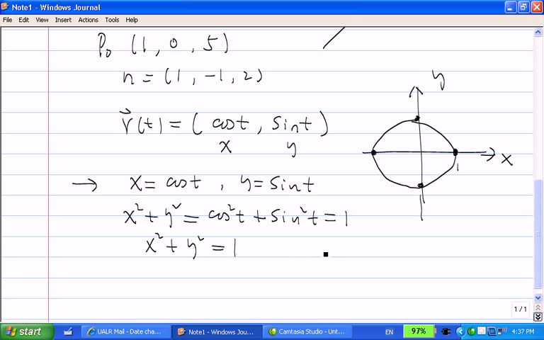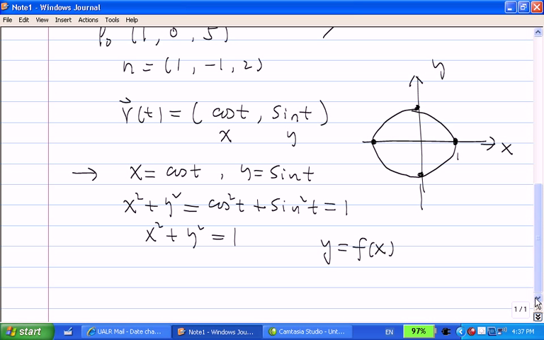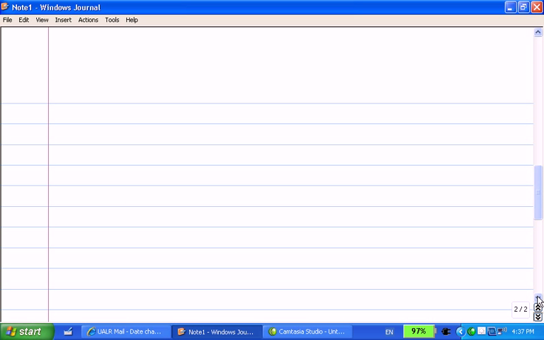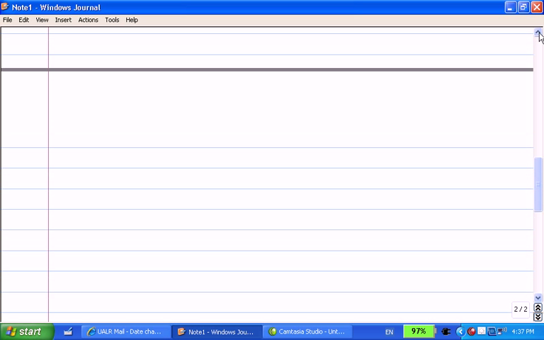So for the plane curve, we have another way to describe it. Remember, y equal to f of x. So if your plane curve is given by a parametric equation like this, you try to get rid of t. You end up with the equation between x and y. Then we know better how to describe a plane curve this way.